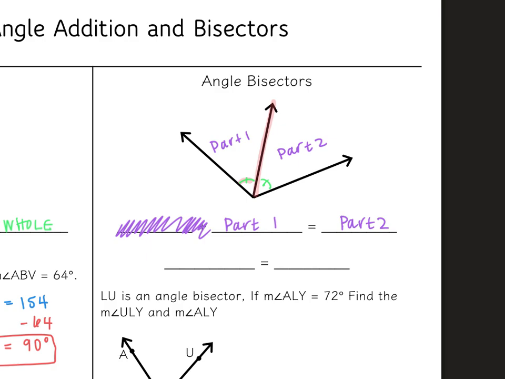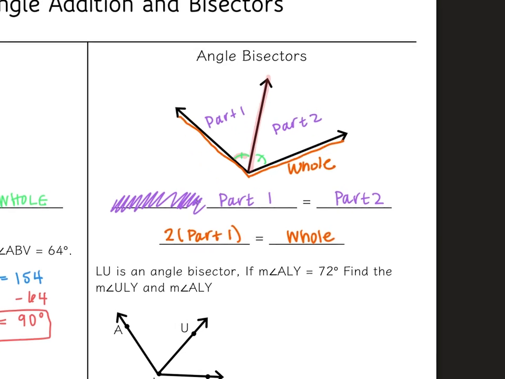If you're given 1 part and the whole, then you would do 2 times whatever part you're given equals the whole. So this right here is your whole angle. I could be given part 2, double part 2 and equate that to the whole, or double part 1 and equate that to the whole. Okay, let's look at some examples.